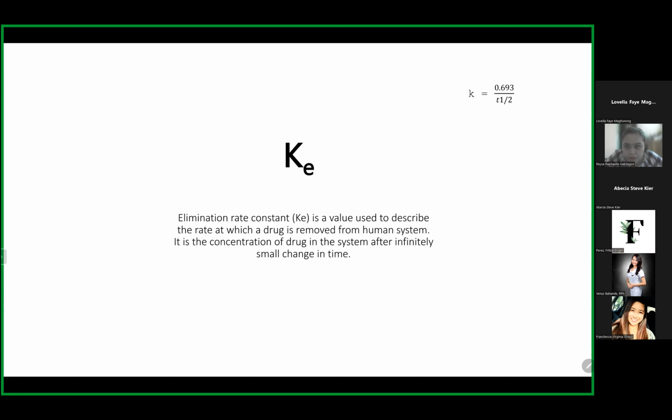Here we have the KE: 0.693 over T1/2. So with this basic example, our first example, we have our drug with a half-life of 3 hours. So at a constant rate of elimination, let's try and solve it with 0.693 divided by 3, from our first problem earlier. The answer would be 0.231. That would be the elimination rate constant at which the drug is eliminated from the body.